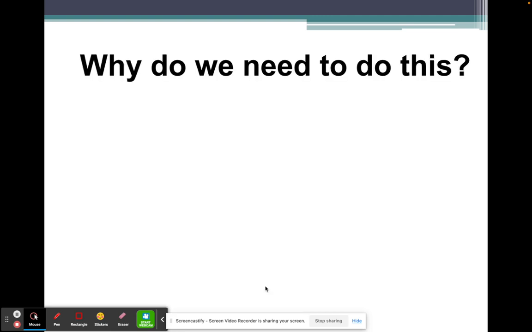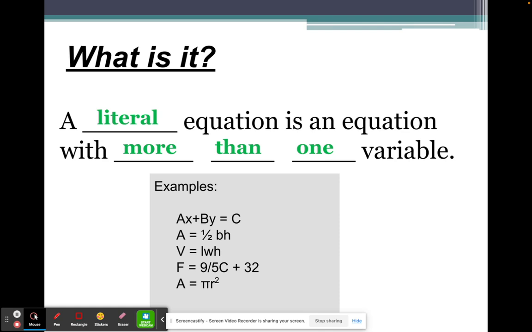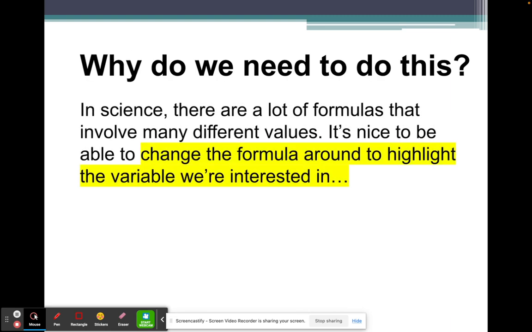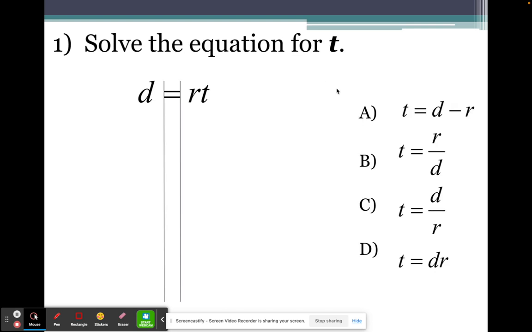So why do we need to do this? Well, just as you just saw, we have a lot of equations and formulas in science and in math. And it's sometimes nice to be able to use the different information you're given so that you can solve for other information. So let's look at this.